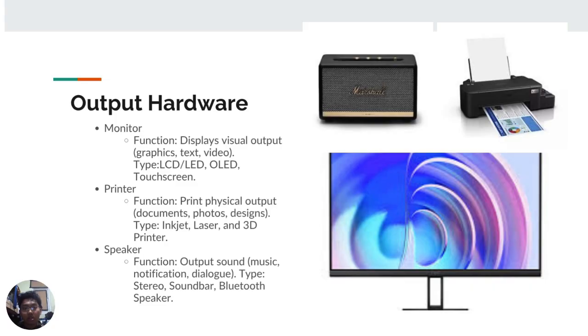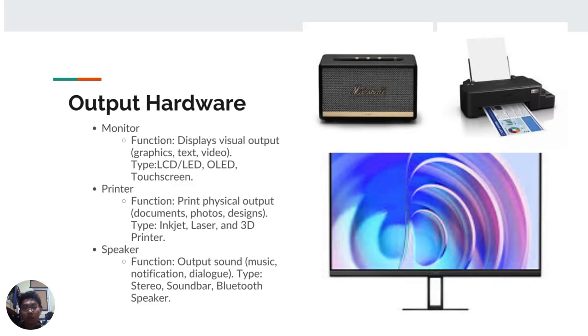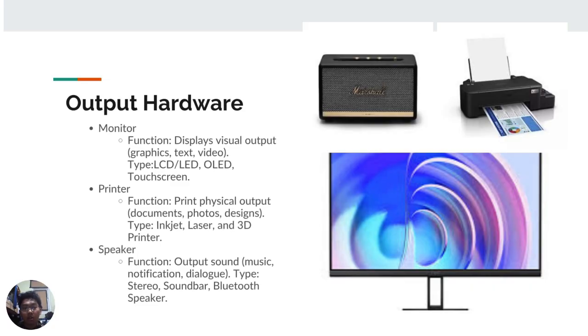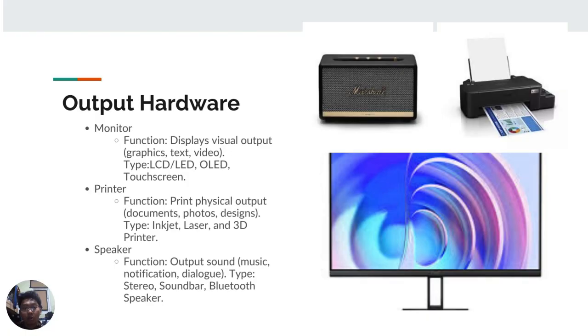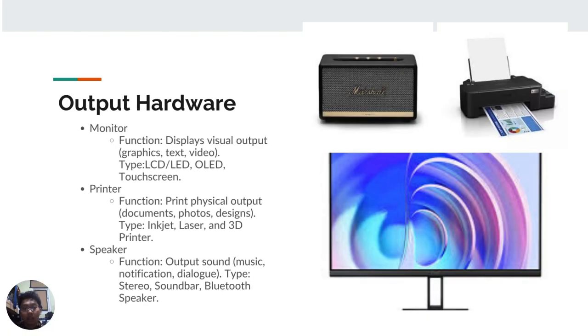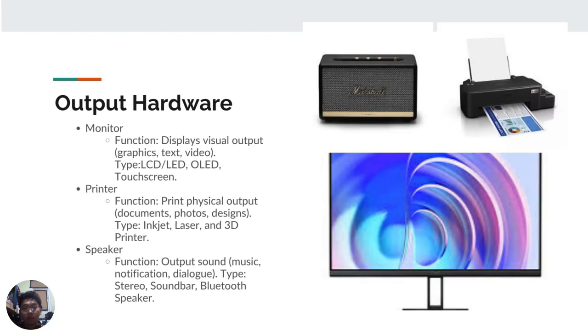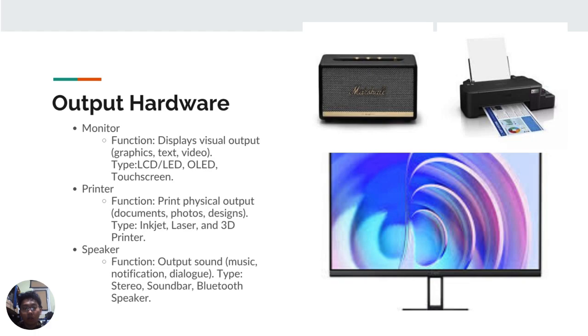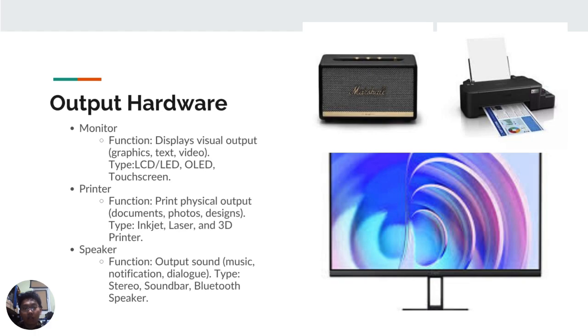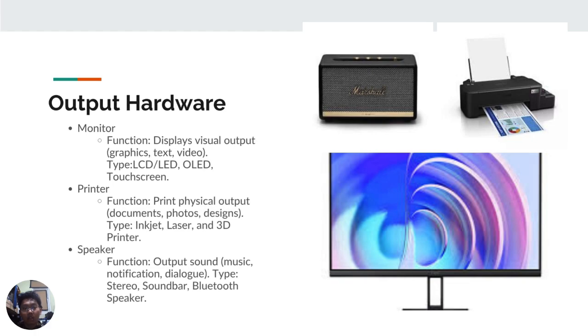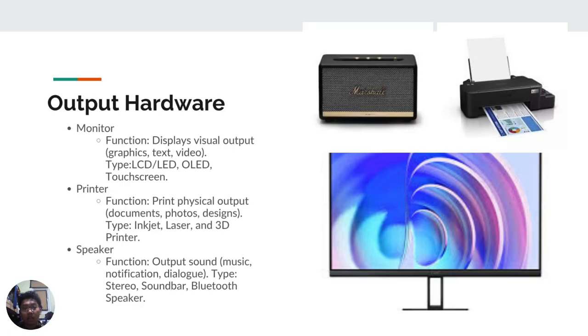Next is the speaker, which has function to produce sound. The types are stereo, surround sound, soundbar, and Bluetooth speaker. And finally, there is a printer which function to print physical output in the form of document, photo, or design that include inkjet, laser, and 3D printer.